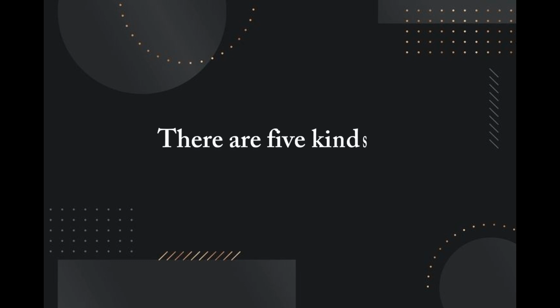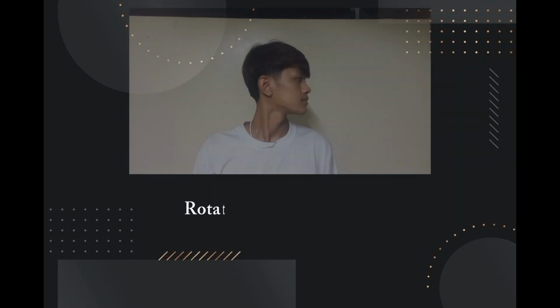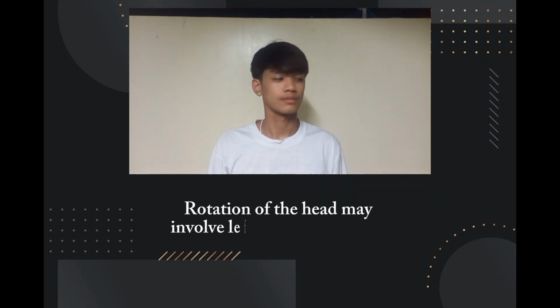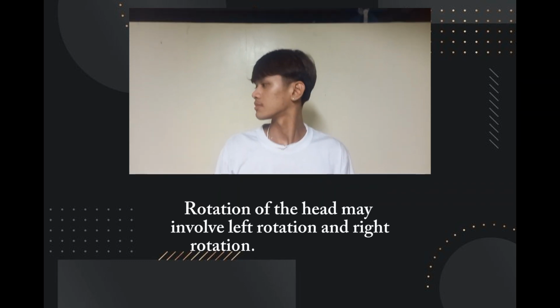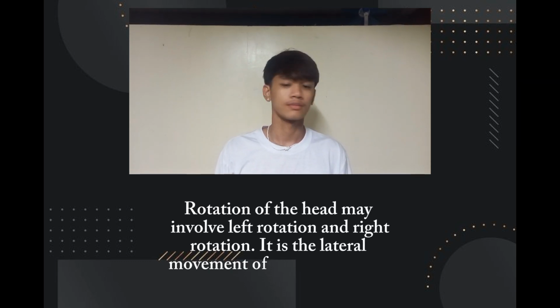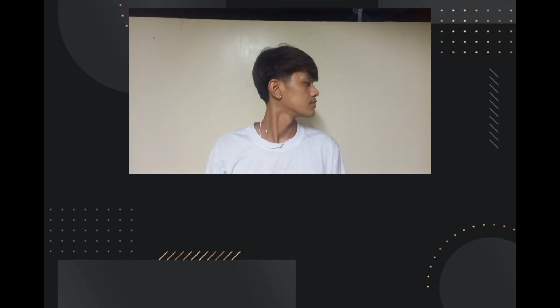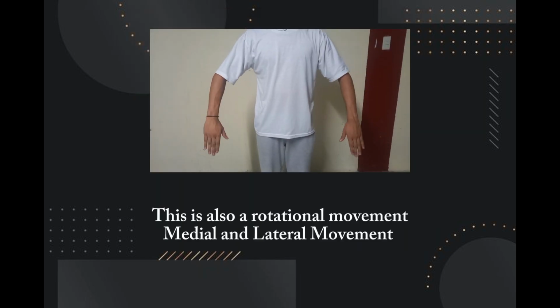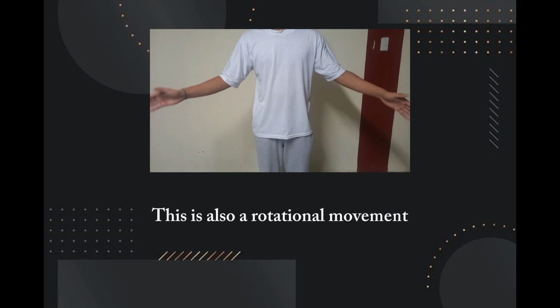There are 5 kinds of rotational movements. First, we have head rotation. Rotation of the head may involve left rotation and right rotation. It is the lateral movement of the head around its axis. This is also a rotational movement, medial and lateral movement.